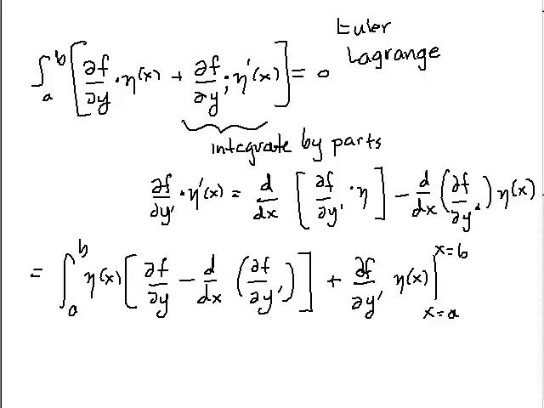Now, one thing I neglected to say, if I'm trying to find the minimum of this integral, is I'm going to require that y be fixed at the endpoints. So eta of x vanishes at both endpoints. Now, if those are 0, this boundary term is gone, and I have this term equals 0. Now look at this term. This says, for arbitrary functions eta, the product of eta times this bracketed quantity must be 0.